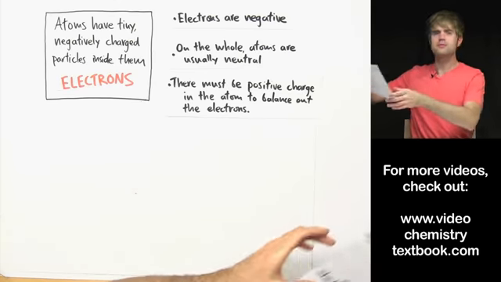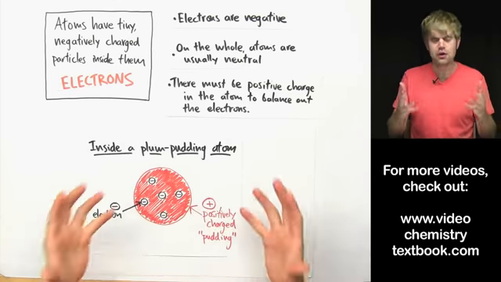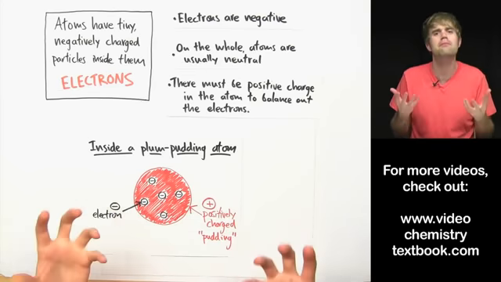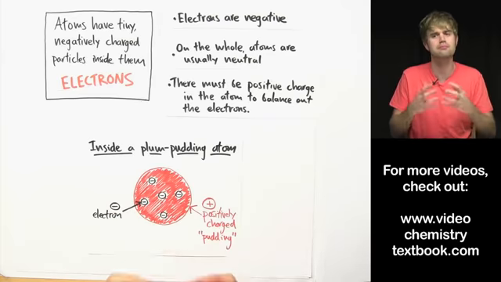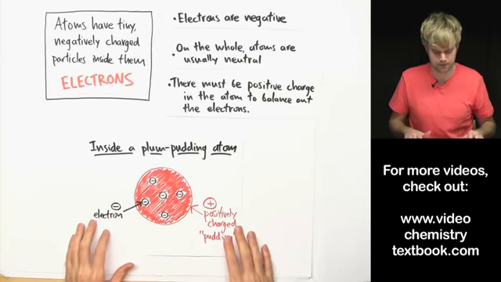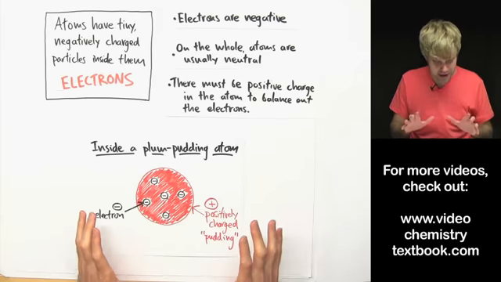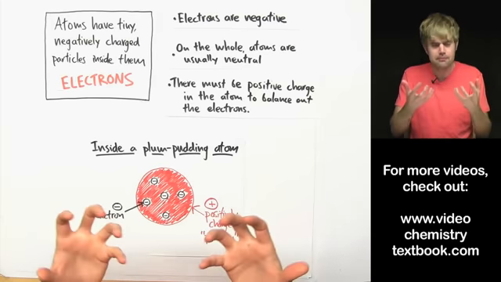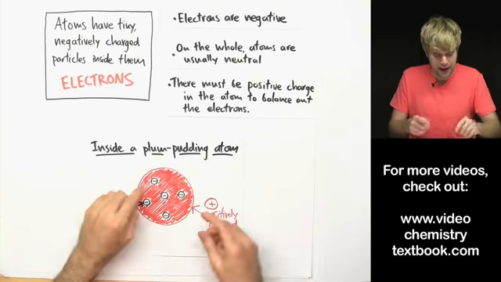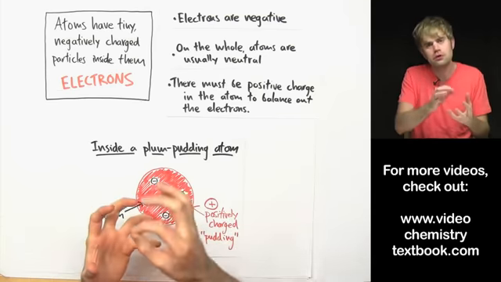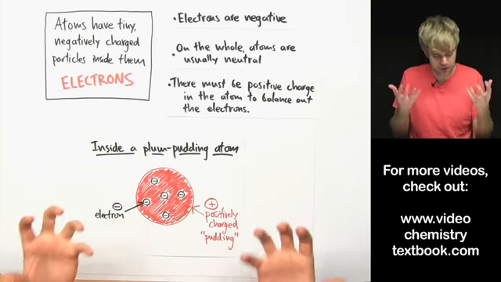So he comes up with a model that he calls the plum pudding atom. Now, plum pudding is kind of a British thing, so if you're American, it might be better for you to think about this as the blueberry muffin model. And here's how it works. Thomson imagines that the atom is like a blueberry muffin, and that electrons are stuck in this atom the way blueberries are stuck in a blueberry muffin.